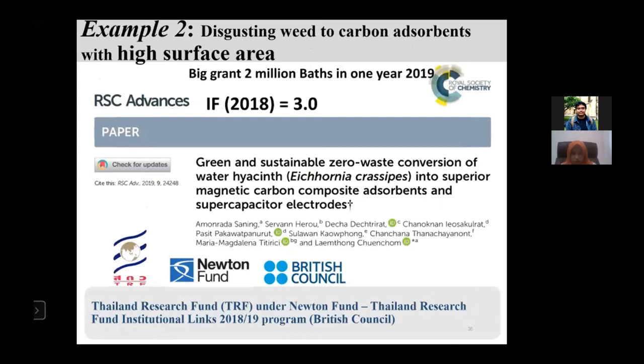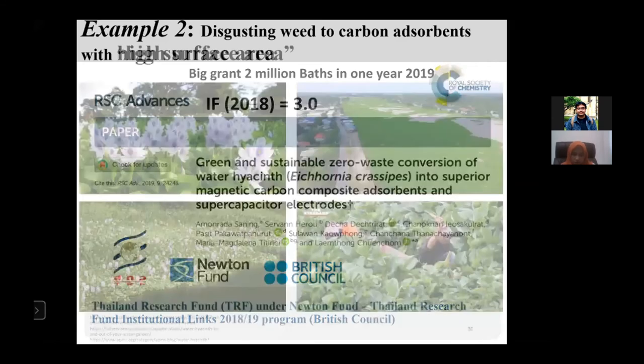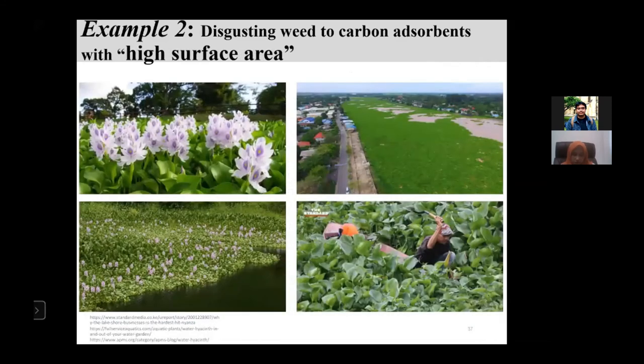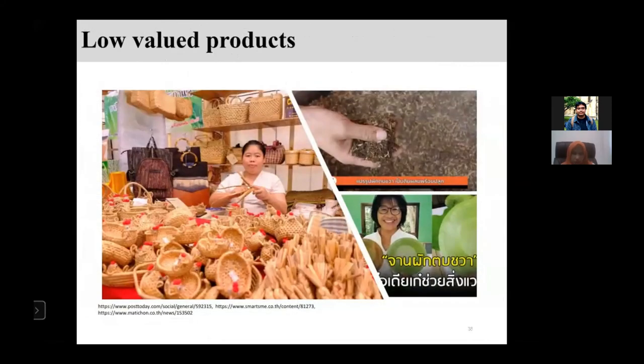Okay, example 2. In this case, we care about the surface area. We published this work together with a guy from the UK, and we got a scholarship from the Newton Fund. I like this work a lot because of what we prepared it from: the disgusting weeds. We started from water hyacinth, and we usually use this kind of water hyacinth just for handicraft products, which have low value.